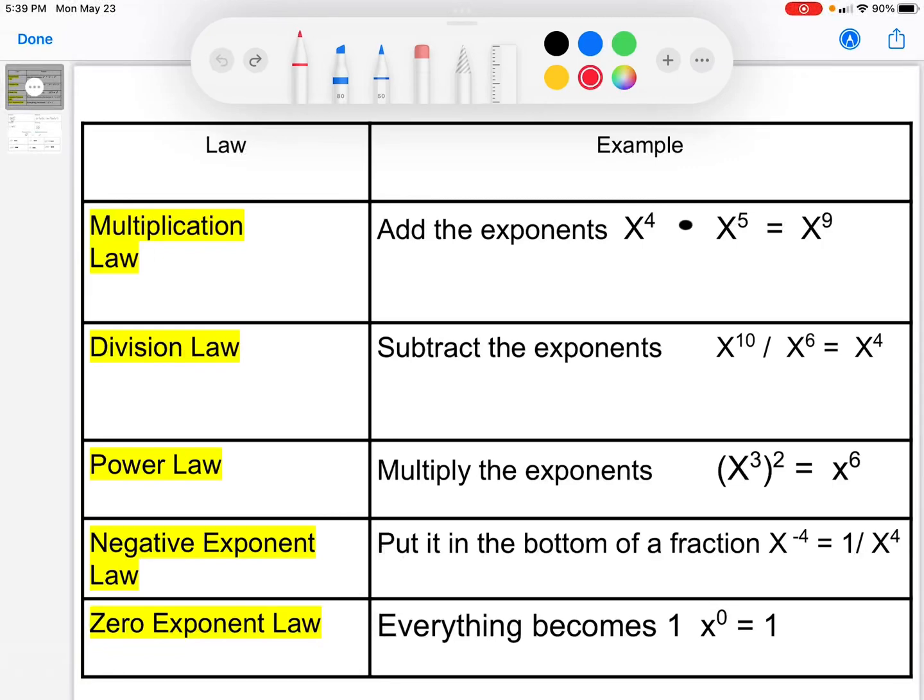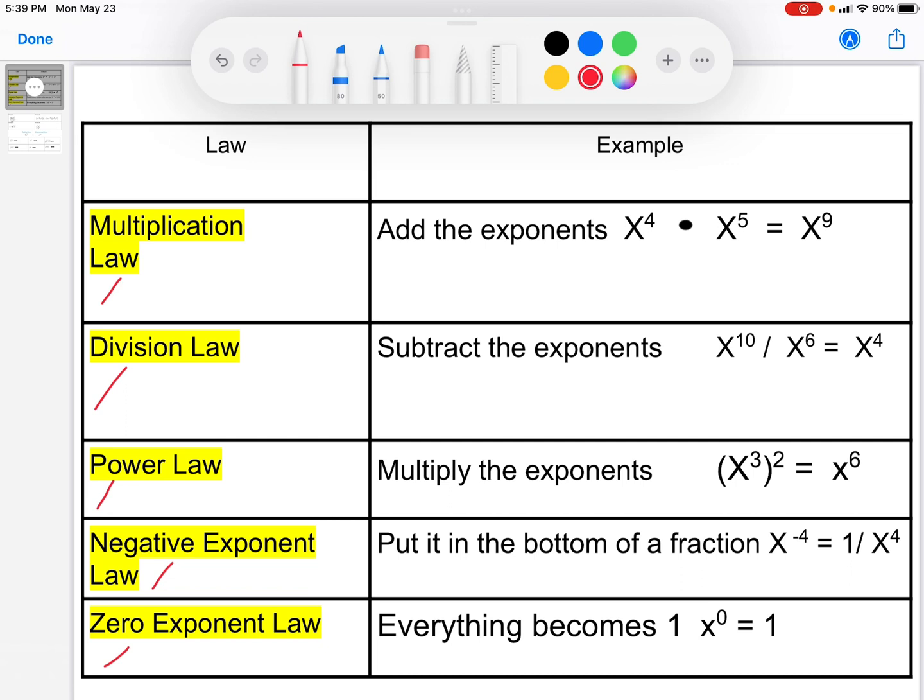Hi everyone, this is the review video for the additional PFA called Complex and Rational Numbers. And the first sheet here, there's no problems to do. It's just a review of all of our exponent laws. So we have our multiplication law, division law, power law, negative exponent law, and zero exponent law.